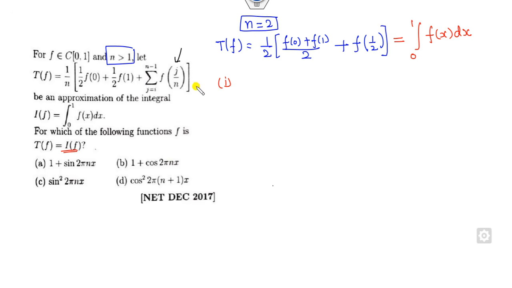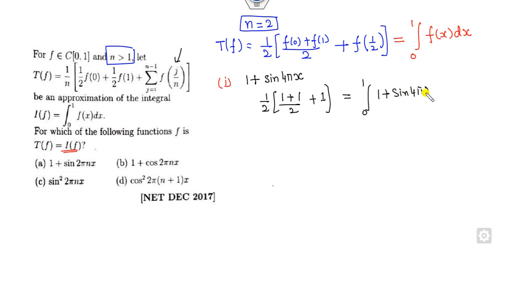When n is 2, the function becomes 1 plus sine 4 pi x. Fine. I can substitute here. What is f of 0? Sine 0 is 0. It's only 1. Sine 4 pi is 0. Plus what is the f of half? It's half. Sine of 2 pi is 0. What is the integration of this? It's 1 plus sine 4 pi x. So it is 1 plus 1 over 2. The left hand side is 1.